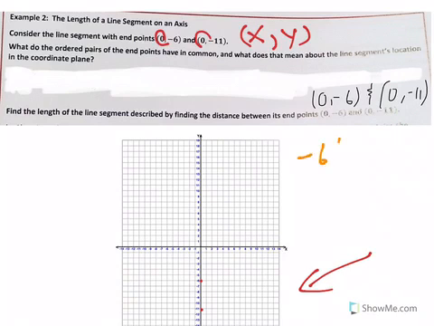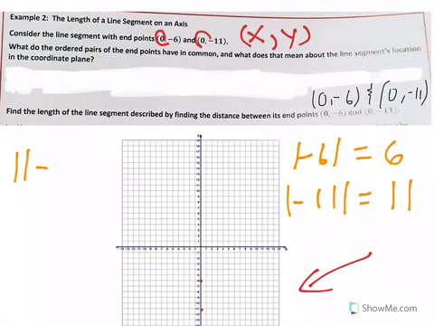So we're still going to find the absolute value of both. The absolute value of -6 is 6. The absolute value of negative 11 is 11. But in this case, since they're both negative, we're going to subtract: 11 minus 6 equals 5. So the distance between the 2 points would be 5 units.